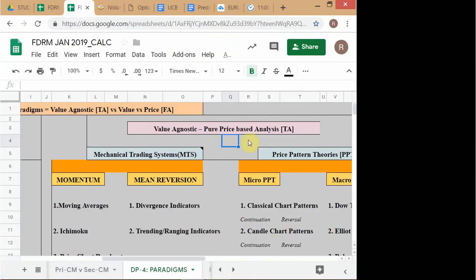So now you understand what TA is. There are all these kinds of subcategories within TA. You can see momentum, mean reversion, which you have already discussed. This is a whole subject by itself, which we don't have time to go into right now. At this point, I'm just highlighting this point.